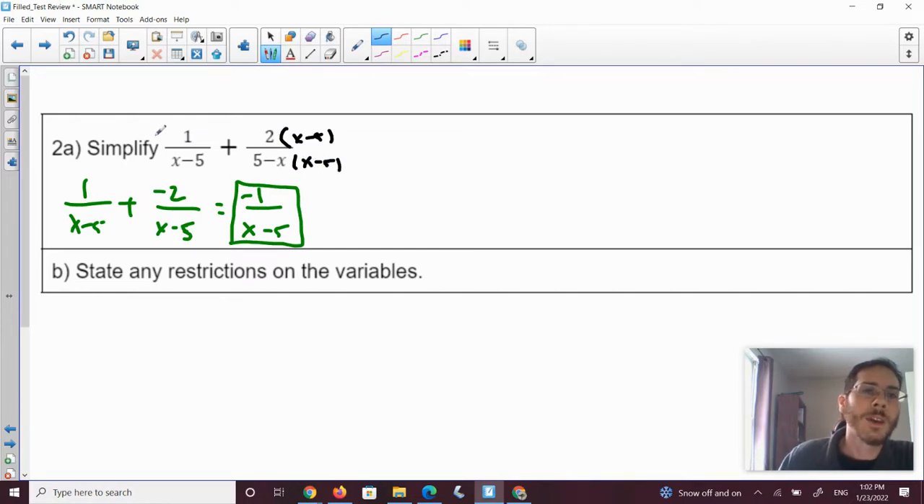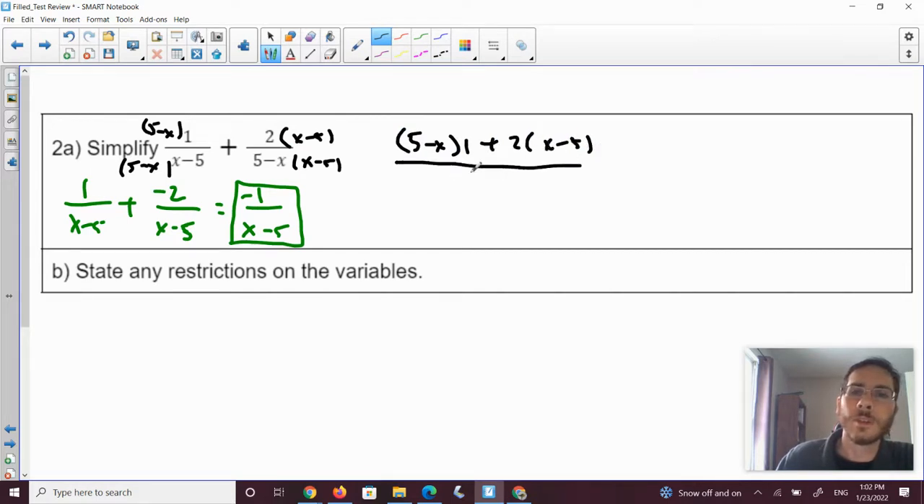And here, this one's missing the 5 minus x. So 5 minus x. It's not a very good 5 minus x. And now we can just smush them together. So we can actually do 5 minus x times 1 plus 2 times x minus 5 all over 5 minus x times x minus 5. Because again, now we have a common denominator.